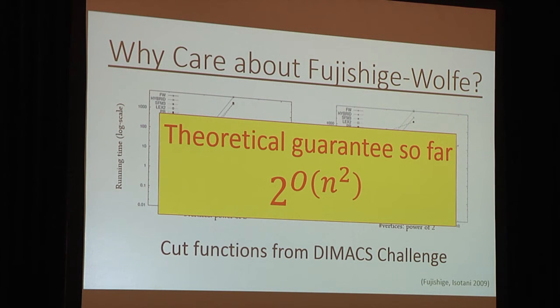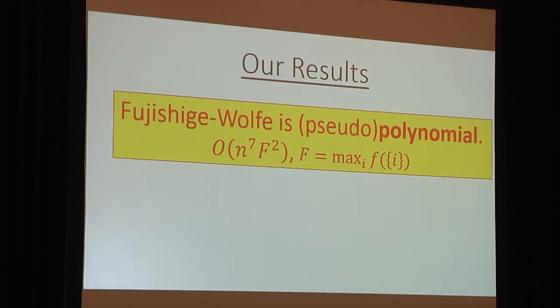Till now, I think the best known running time analysis was this: 2 raised to order n squared, which might seem ridiculous because there are only 2 to the n sets. But in particular, the algorithm was not known to be faster than this. So in this work, we improved the situation a bit, and we showed that the heuristic is in fact what I call pseudo-polynomial time. It runs in time n to the 7 F squared, where capital F is the maximum value of any singleton. So ideally, we would like that F to go away, and we would like that 7 to go as small as possible, but that is the current state of things.